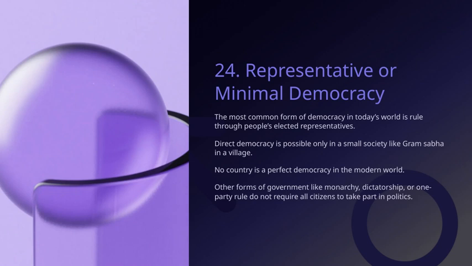And finally, we see other forms of government, such as monarchies, dictatorships, or one-party states, that don't require all citizens to take part in politics. These systems often concentrate power in the hands of a few or a single ruler, which is quite different from democratic ideals. So, understanding these different forms helps us see where our own democracy fits in the larger picture of governance around the world.